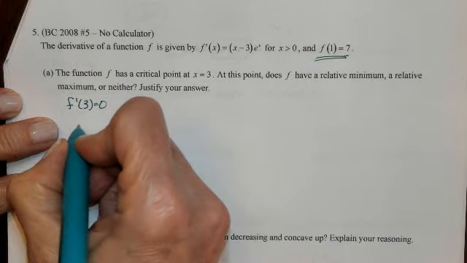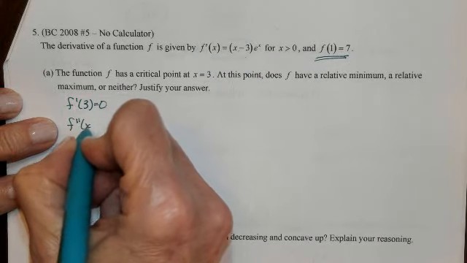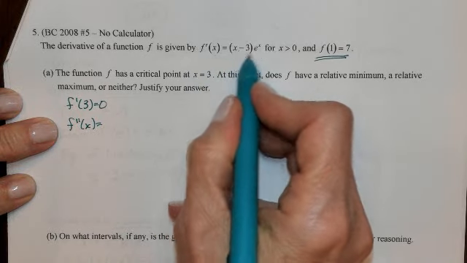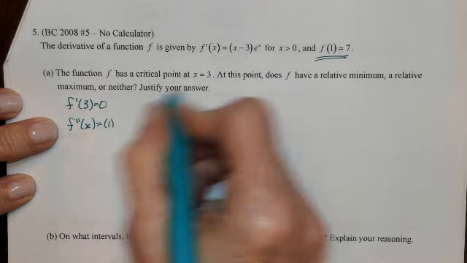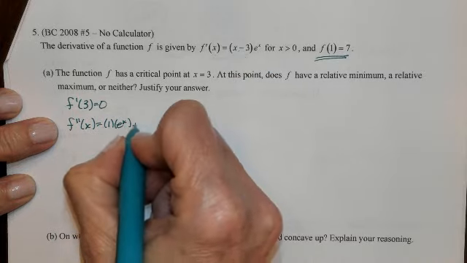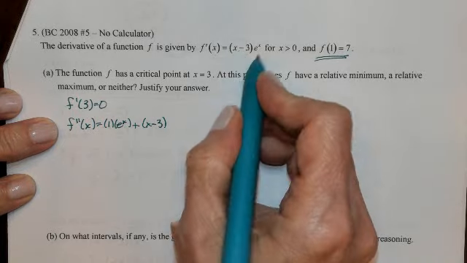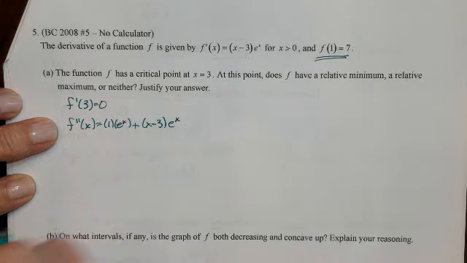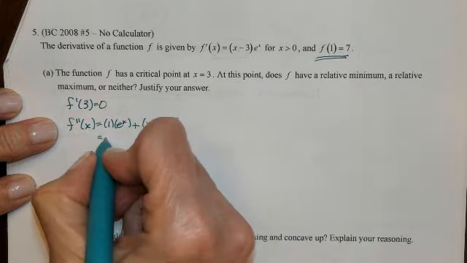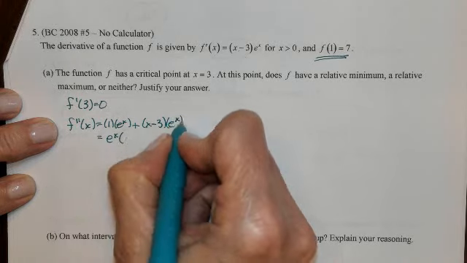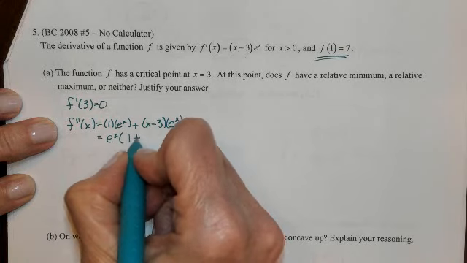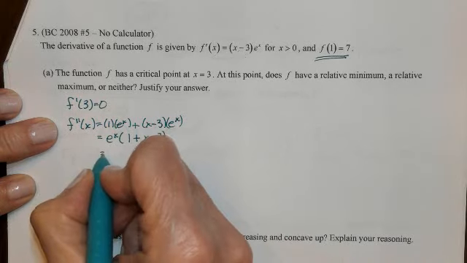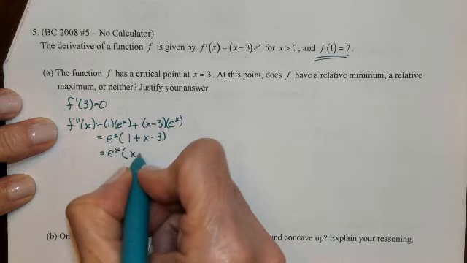And now the second derivative of x, I'm doing the product rule. So the derivative of x minus 3 is 1 times e to the x plus, now leave your x minus 3 alone, the derivative of e to the x is e to the x. Okay? This is equal to, I'm going to factor out an e to the x, and I'll be left with 1 plus x minus 3, right? Which is x minus 2.